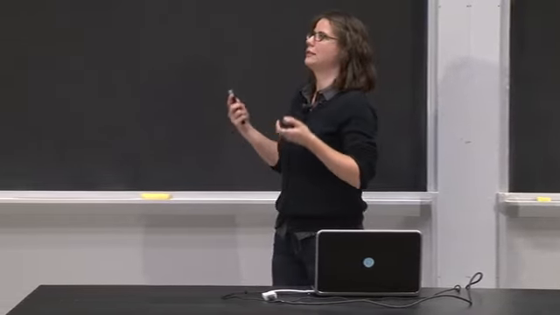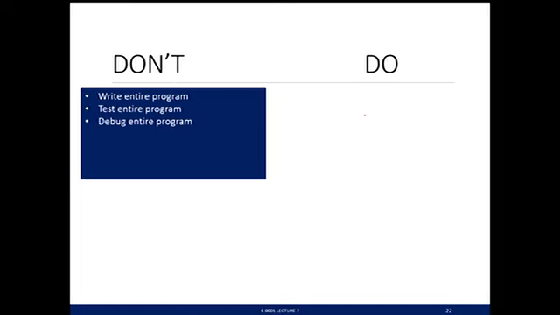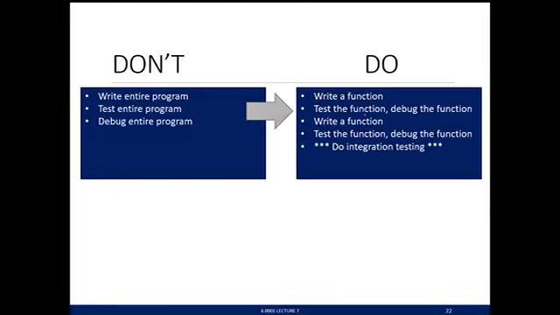Quick summary of do's and don'ts of debugging and testing. Don't write the entire program, test the entire program, and debug the entire program. I know this is really tempting to do, and I do it all the time, but don't do it, okay? Because you're going to introduce a lot of bugs, and it's going to be hard to isolate which bugs are affecting other ones, and it'll lead to a lot more stress than you need. Instead, do unit testing. So write one function, test the function, debug the function, make sure it works, write the other function, and so on and so on.